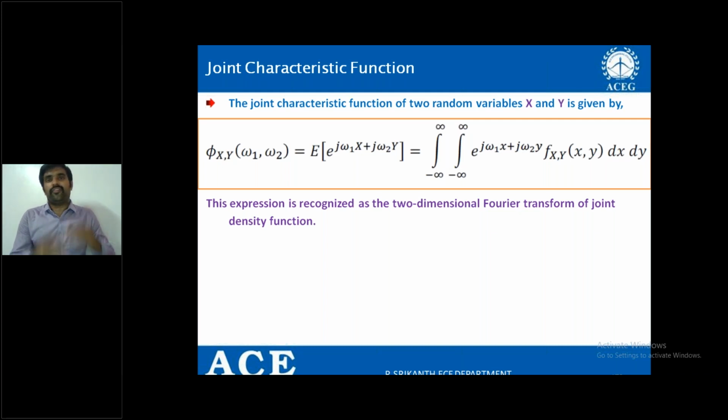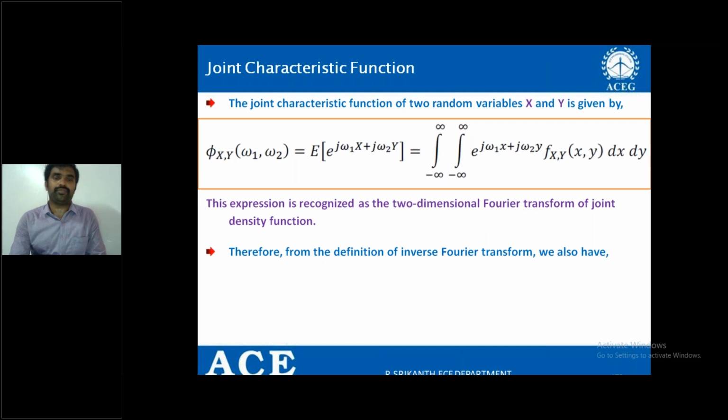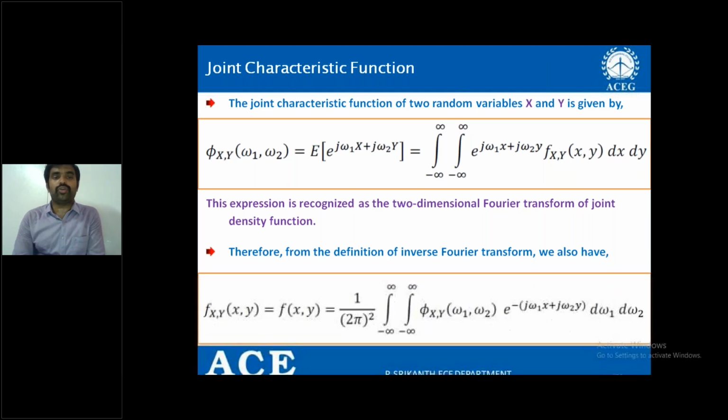And therefore, using the Fourier transform relation, by using the expression for the joint characteristic function, I can derive the joint density function. How do you write? Therefore, from the definition of inverse Fourier transform, we also have the density function representation in terms of the joint characteristic function.